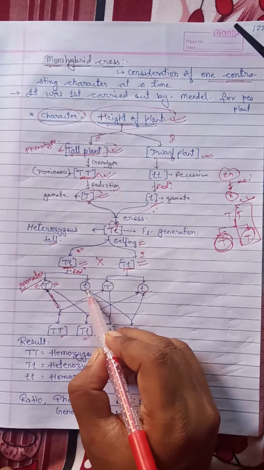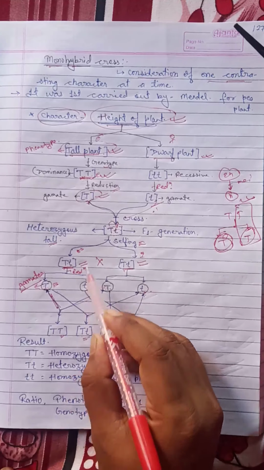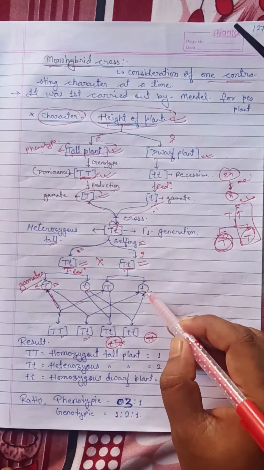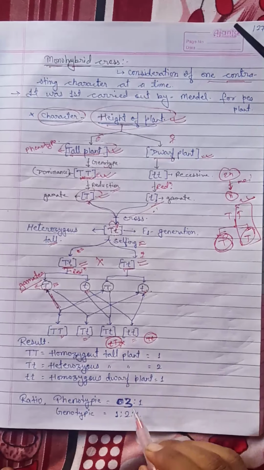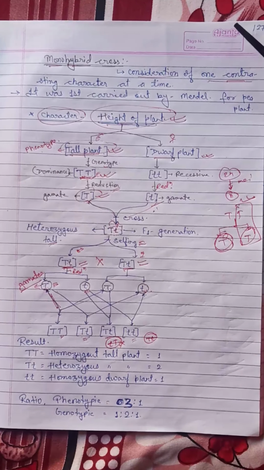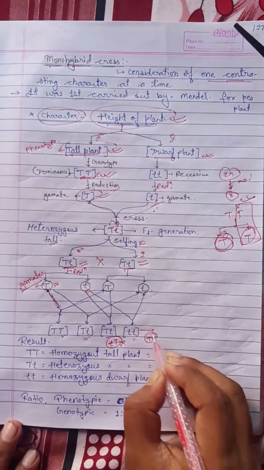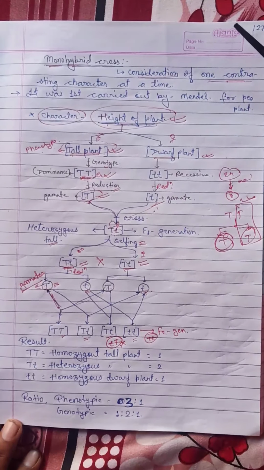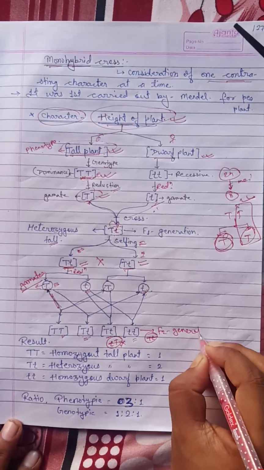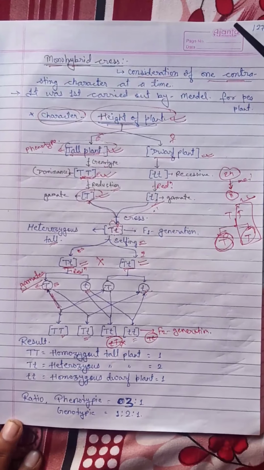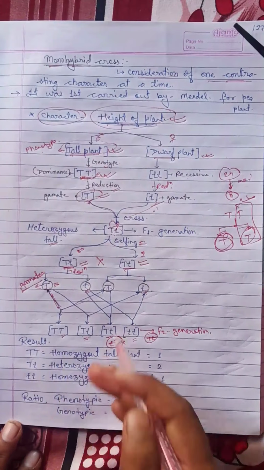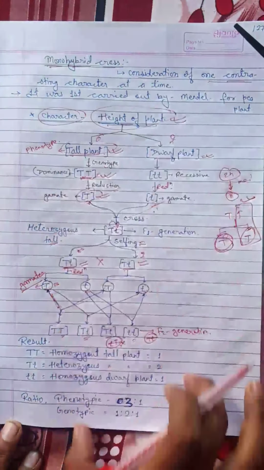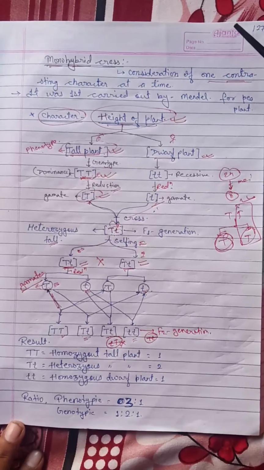So again, the possibility of the dwarf, this gamete can be crossed with this gamete to form small t and small t. Now it is the F2 generation. It is the F2 generation. Now what will be the resultant of this cross? What will be the resultant?